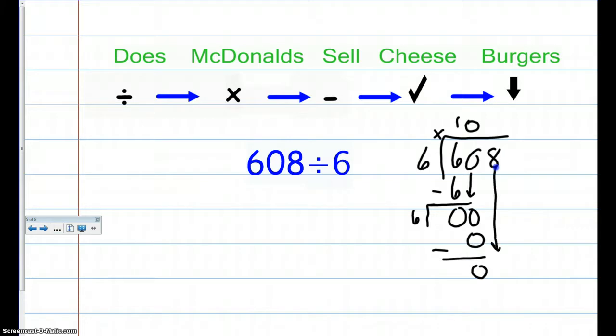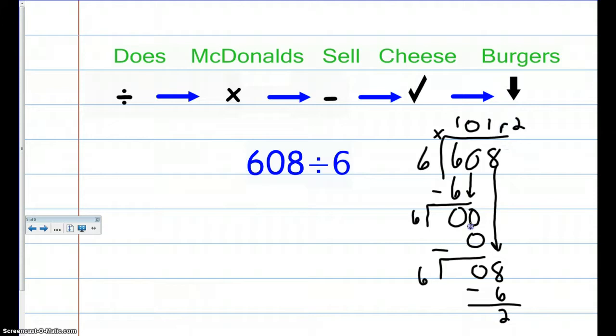Yes. The number 8. Then I make a new division problem. How many times does 6 go into 8? 1 time. 6 times 1 is 6. Subtract. 8 minus 6 is 2. Is 2 smaller than 6? Yes. Is there anything else to bring down? No, so I have a remainder of 2.